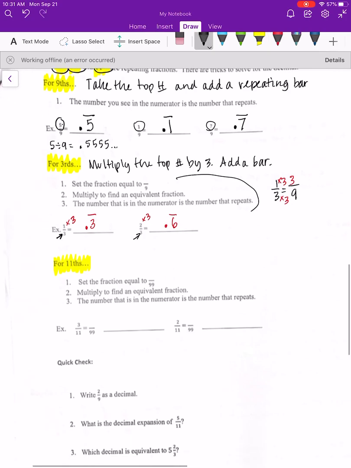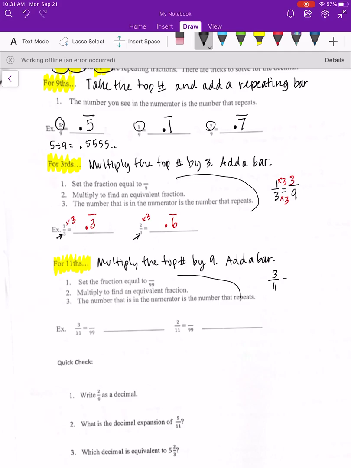All right, so now 11ths. 11ths, the trick is multiply the top number by 9, and then add a bar, meaning repeating bar. So again, here is the kind of long way to do it. If you didn't know, you could take 3 11ths and set it equal to 99. And 11 times 9 is 99. So 3 times 9 is 27. And you know how to do this from yesterday. Same thing here. But the quick, easy method is just to multiply by 9.